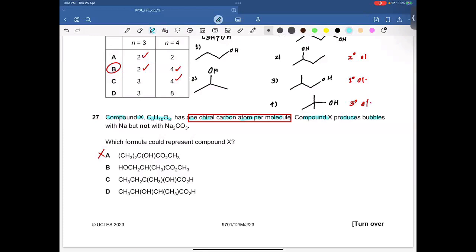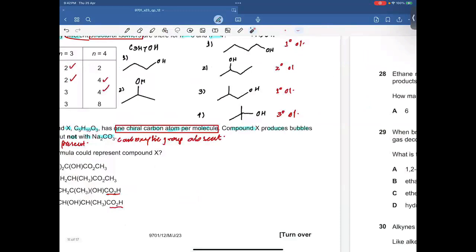Compound X produces bubbles with Na, which indicates an OH group is present, an alcoholic group is present, but not with sodium carbonate, so carboxylic acid is absent, the COOH group is absent. If the COOH group is absent, then this has a COOH group and this has a COOH group, which means B and D are incorrect, and therefore B is going to be the right answer because it has alcohol. It has 1 chiral carbon atom, this one.